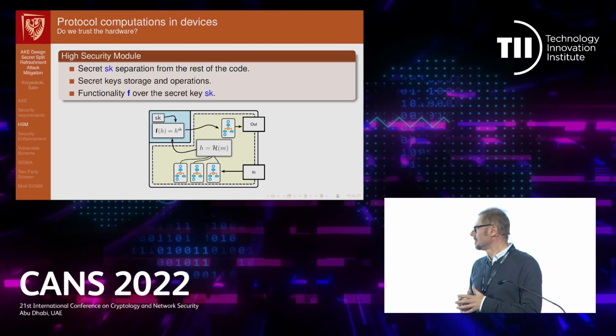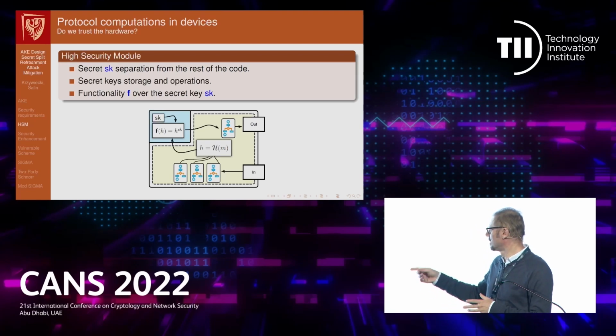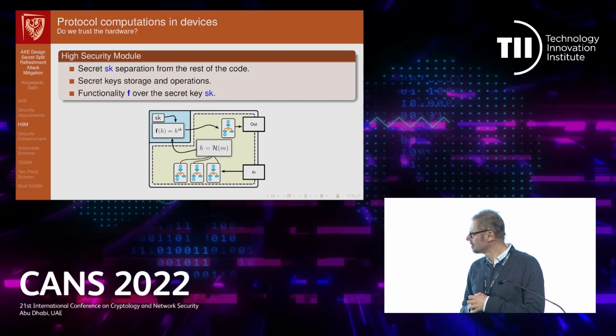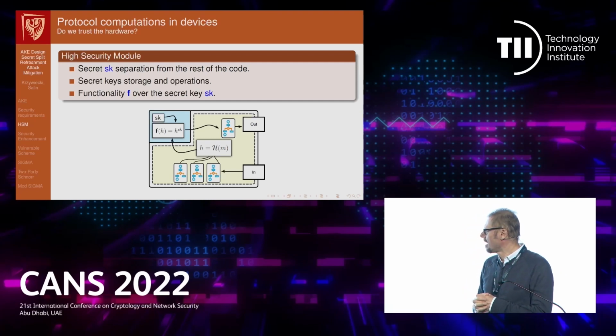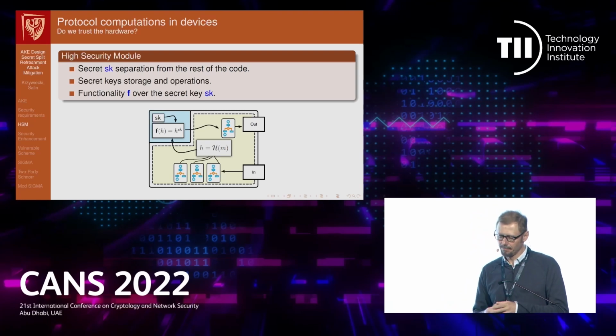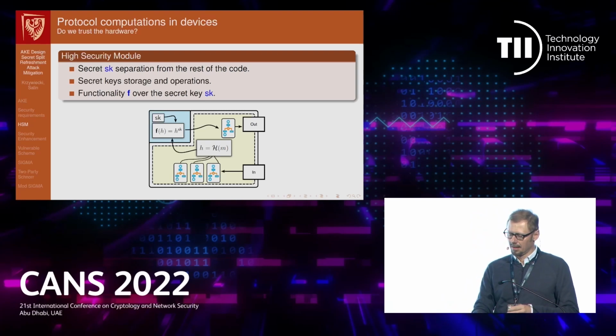Here it's like a BLS signature, where the message and the hash over the message come from that yellow unsecured, unrestricted area. It goes to that high security module where exploitation of the secret key is done, and the result is sent back to that yellow area, and the rest of the processing is done.